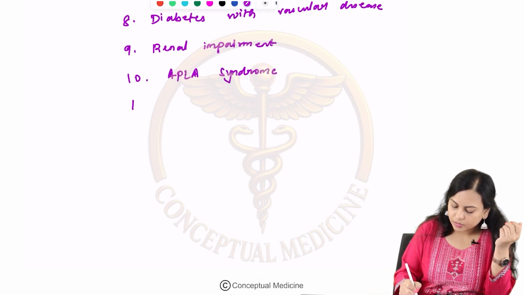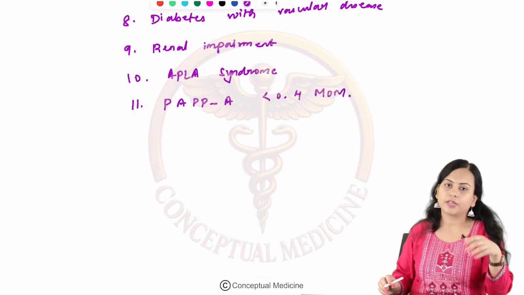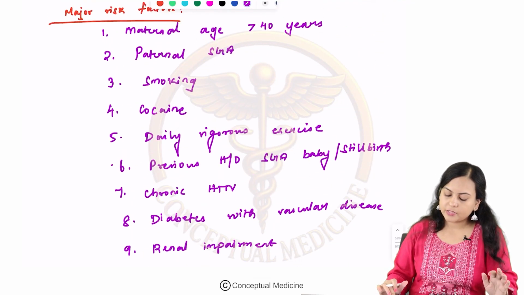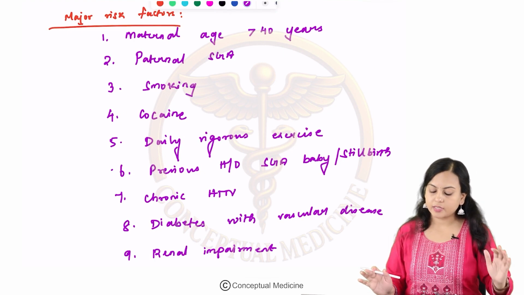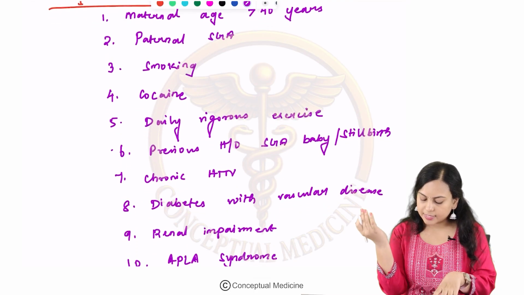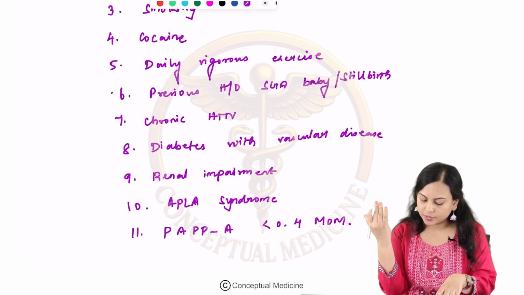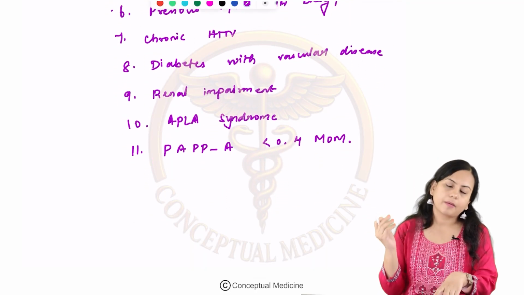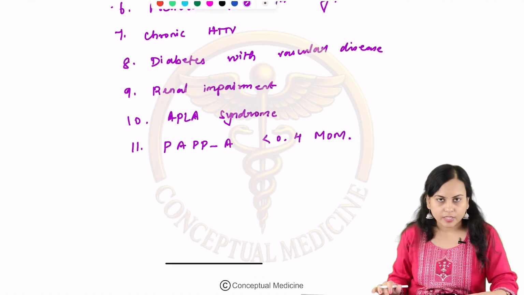Then there is PAPP-A value less than 0.4 multiples of median. Okay, so these are some of the major risk factors. Once again, I will come up. So, major risk factors for fetal growth restriction include maternal age more than 40 years, paternal SGA, smoking, cocaine, daily vigorous exercise, previous history of SGA or stillbirth, chronic hypertension, diabetes with vascular compromise, renal disorders, APLA syndrome and PAPP-A value less than 0.4 multiples of median. Clear? Yes.